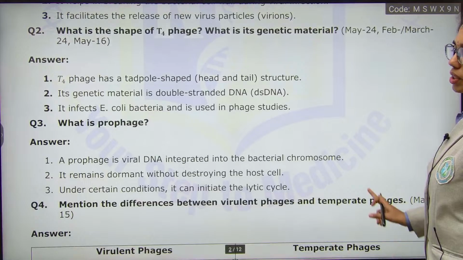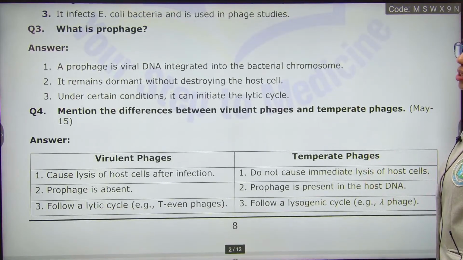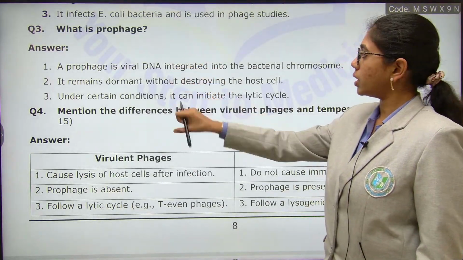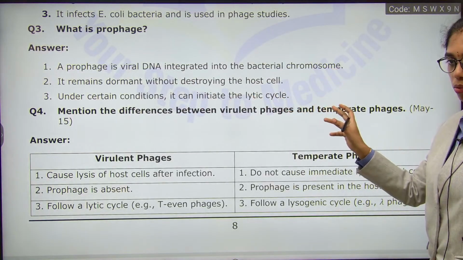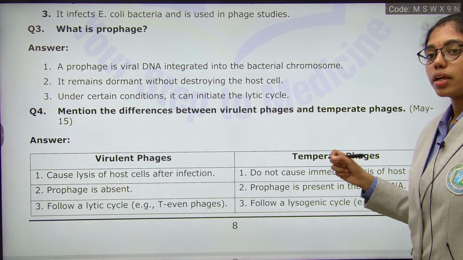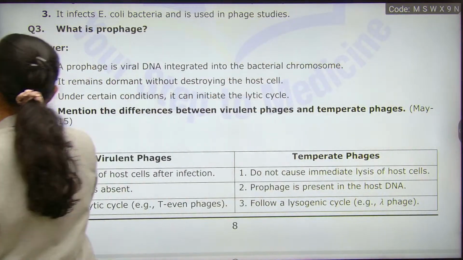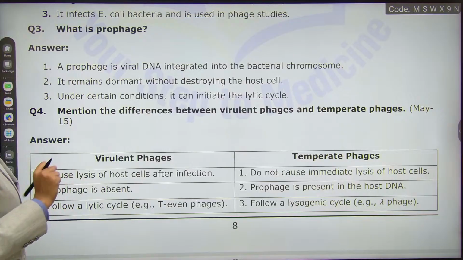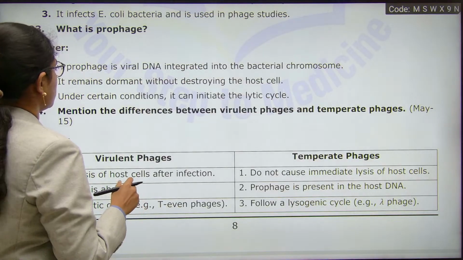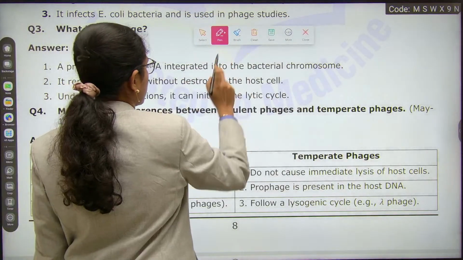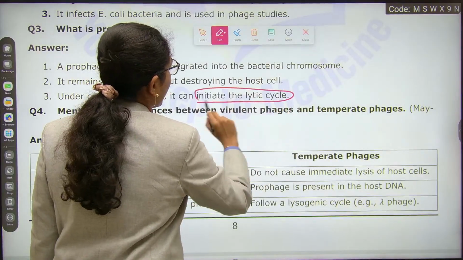What is prophage? A prophage is viral DNA that is integrated into the bacterial chromosome. Once the viral DNA is integrated into the bacterial chromosome, what term do you address it by? Prophage. It remains dormant without destroying the host cell. Under certain conditions, it can initiate the lytic cycle as well.